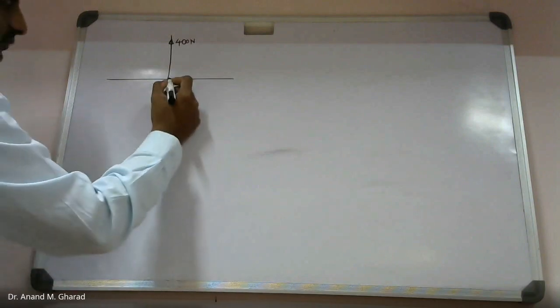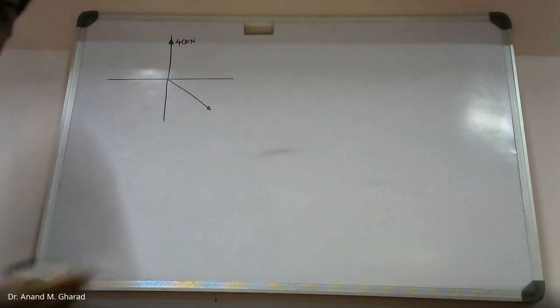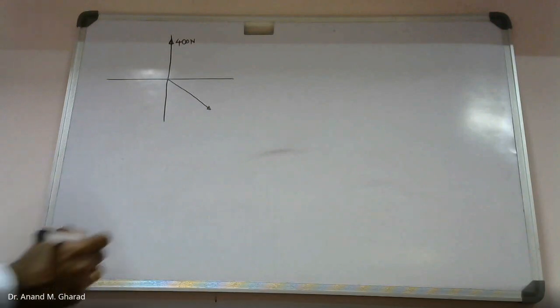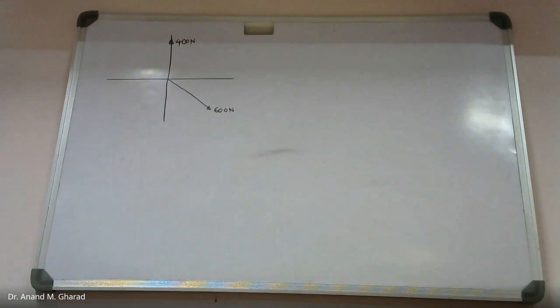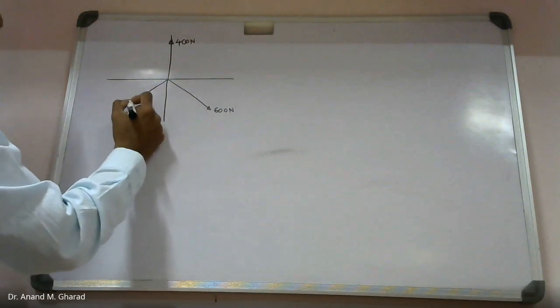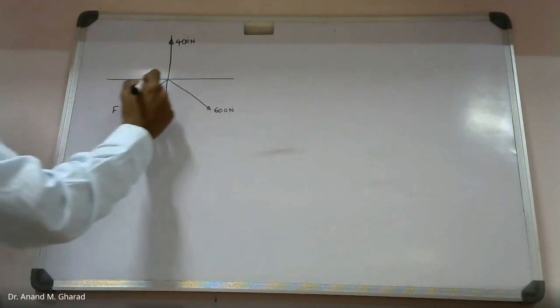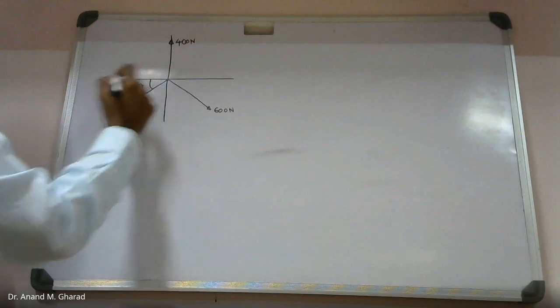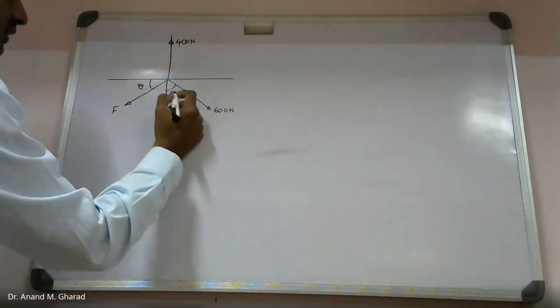This is another force, which is 600 Newton. There is another force which is an unknown force that you need to find out, capital F, and this is the theta value. This is a 60-degree inclination.